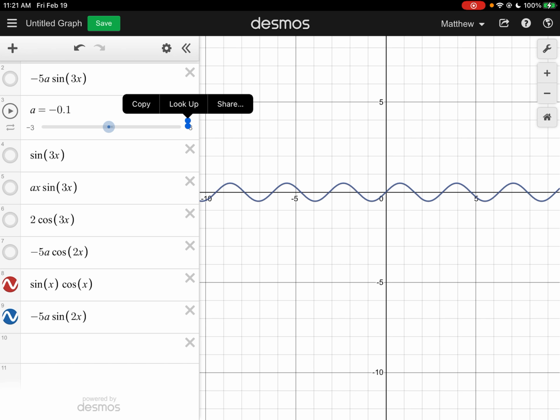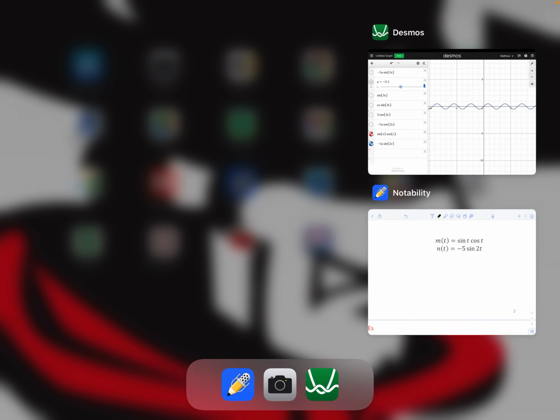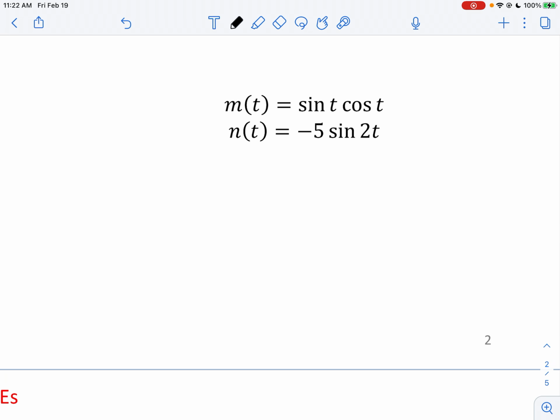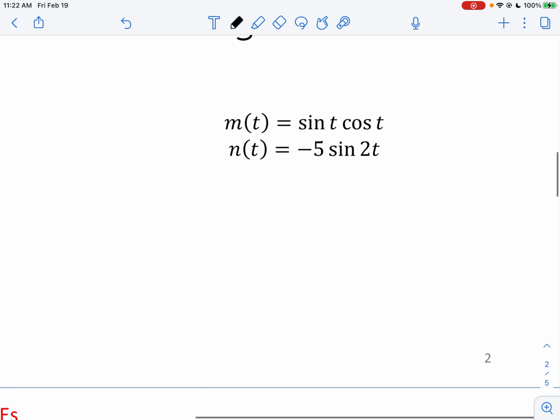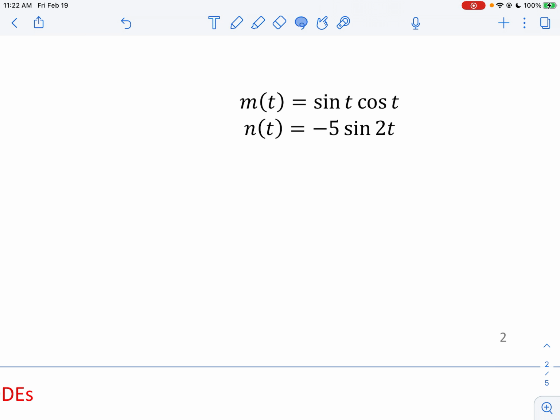Looks like negative 0.1 might be the choice of A. To multiply the blue function by negative 0.1 might turn it into the red function here. And the reason for this, you might want to recall that we have a trig identity that can be used here, sine of 2t. So this n function can be rewritten.